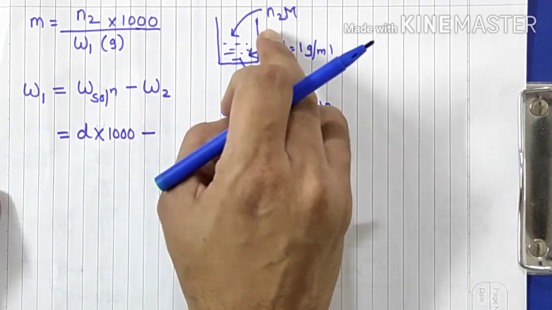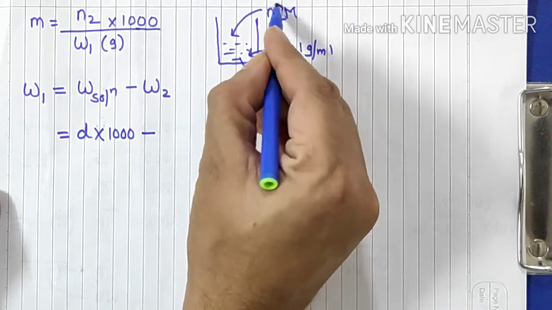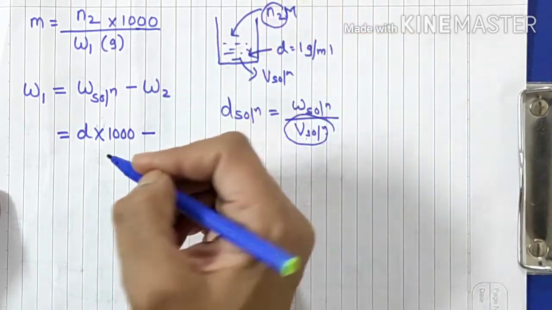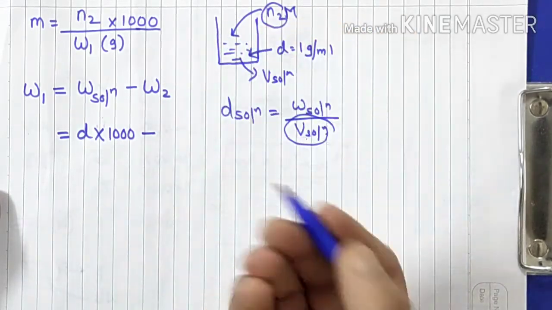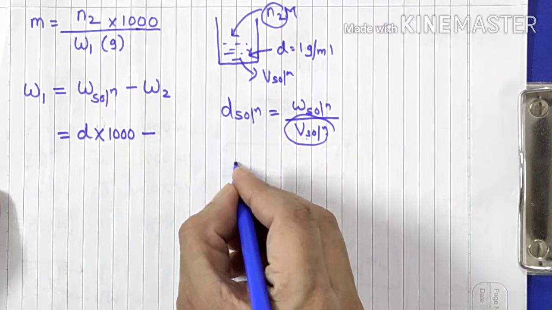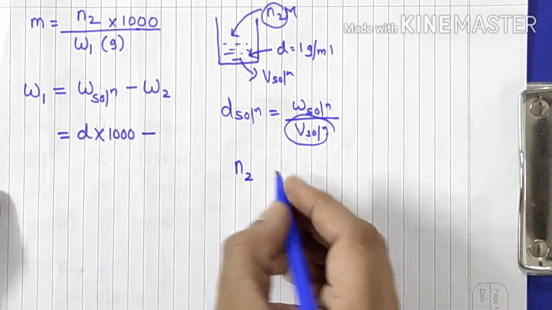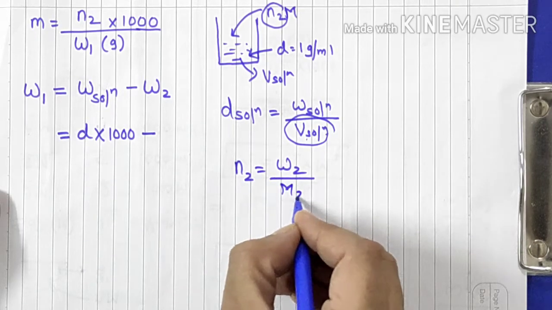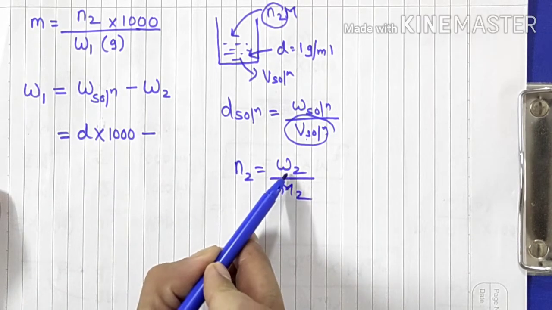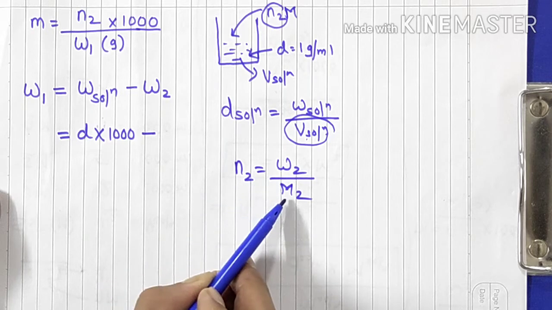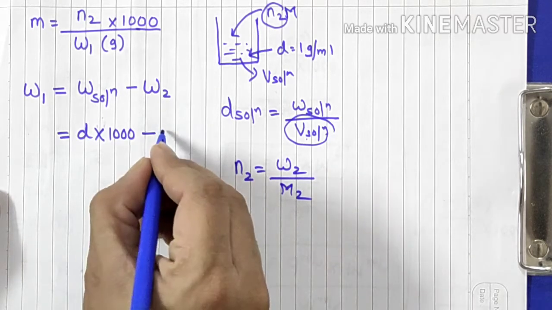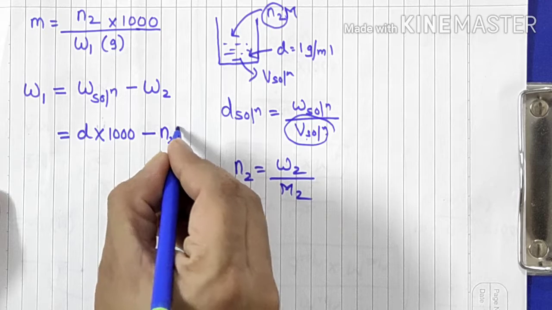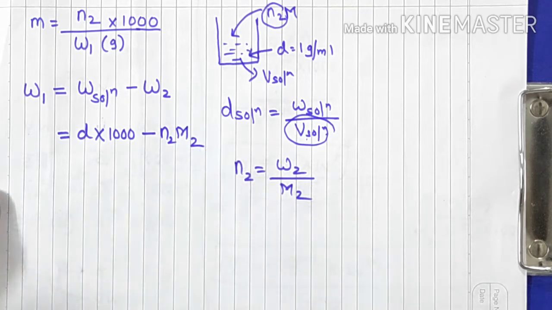Now, student, what I know from here is the number of moles of solute, right? And we know that the number of moles of solute is weight of solute upon molecular weight of solute. So weight of solute will be number of moles into molecular weight. So I can write here N2 and molecular weight of solute. Understand, student?